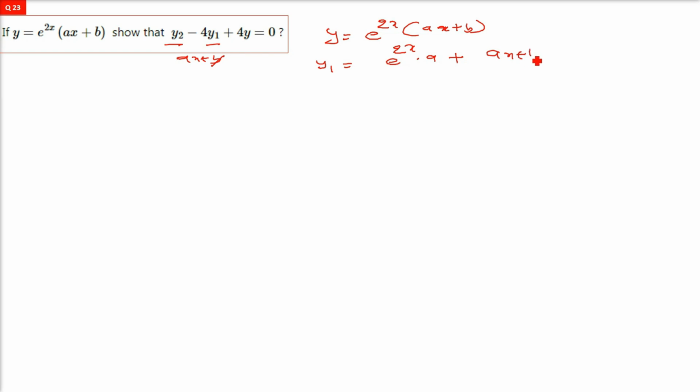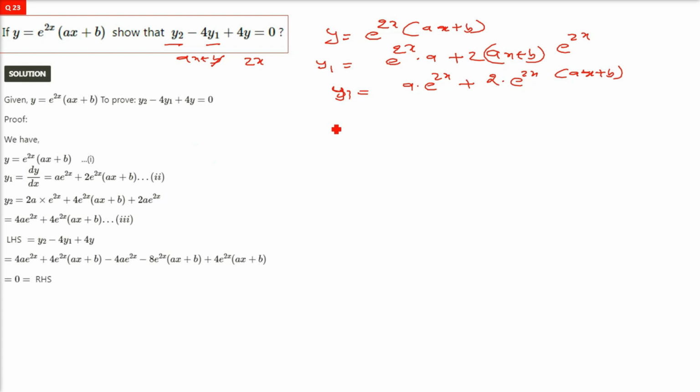So e raised to x into a, plus ax plus b, and then we have here ax plus 2b, and differentiation of e to the power 2x is 2, so 2 comes. So how can we write this? a e to the power 2x plus 2 e to the power 2x times (ax plus b). This is y1, this is dy by dx. So let us go about finding y2. Then we'll come later to what kind of equation we want, which is required in this example.